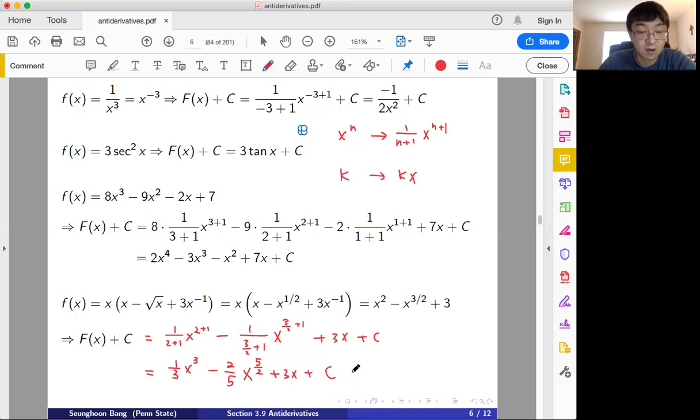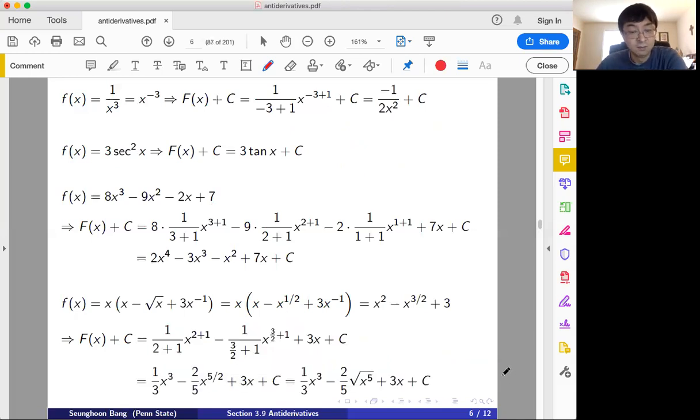So this is the final. I want to change this one to the radical form. Radical form is like this: negative 2 over 5 times the square root of x to the 5, plus 3x plus c. This is the final answer, like this.